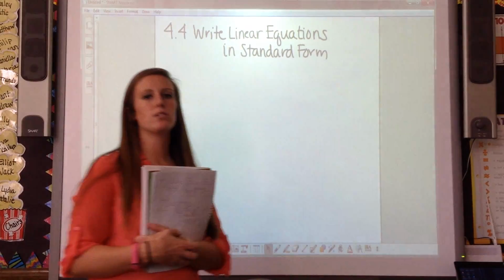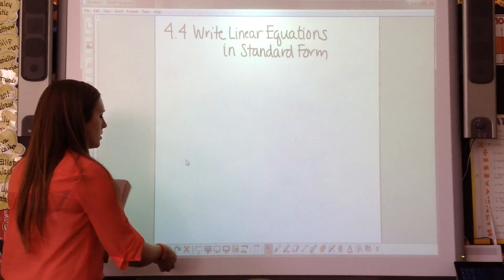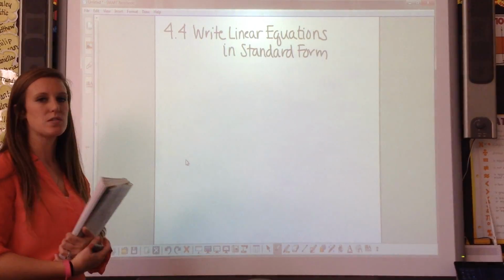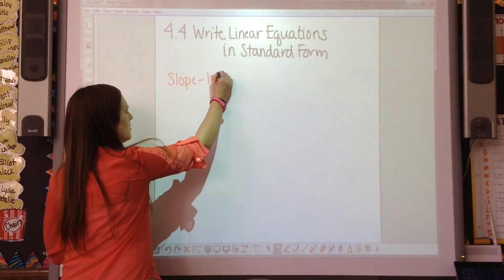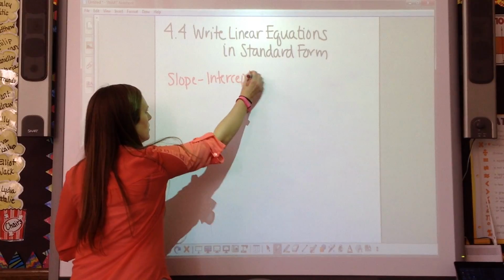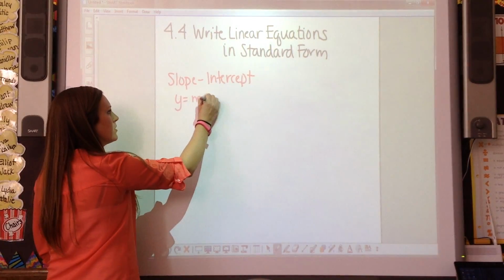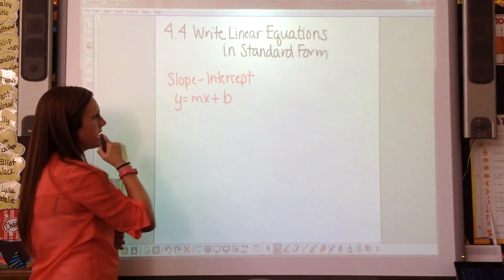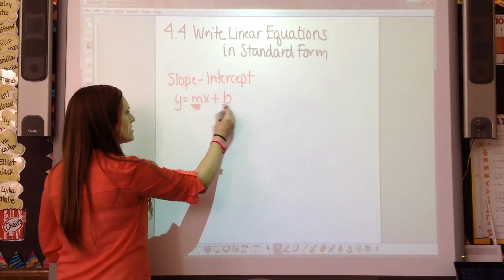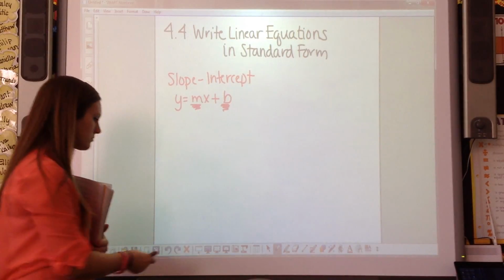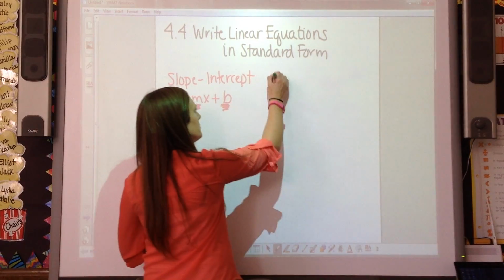In this lesson, we're going to learn how to write equations in standard form. So let's review the three different forms that we know. The first form that we learned was slope-intercept form. Slope-intercept is called slope-intercept because it has a slope and it has an intercept. And in this equation, the x and the y stay the x and the y, and you put numbers in for m and b. In the last lesson, we learned about point slope form.